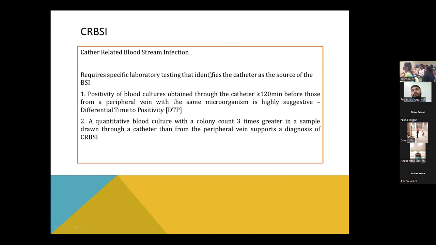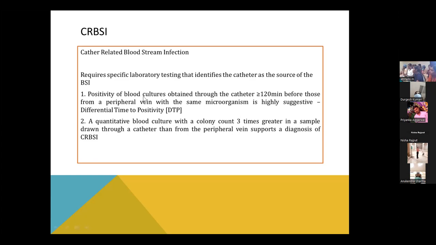This requires specific laboratory testing, that is, a positive culture 120 minutes, that is 2 hours, before the peripheral blood culture. So when a patient has a suspected central line catheter infection, you take 2 blood culture samples, one from the central line and simultaneously one from the peripheral venous line, or the direct prick sample. When the catheter blood culture shows positivity 2 hours prior to the peripheral line blood sample, that is said to be the differential time to positivity.